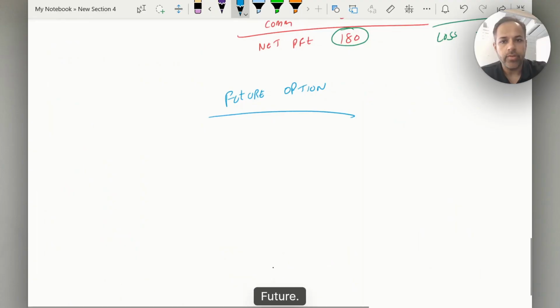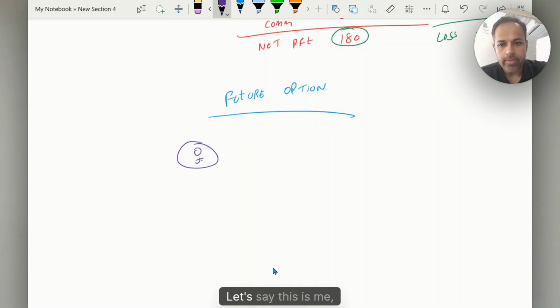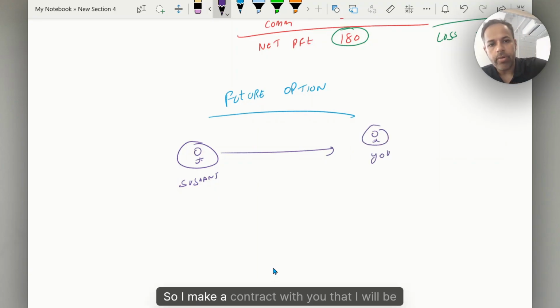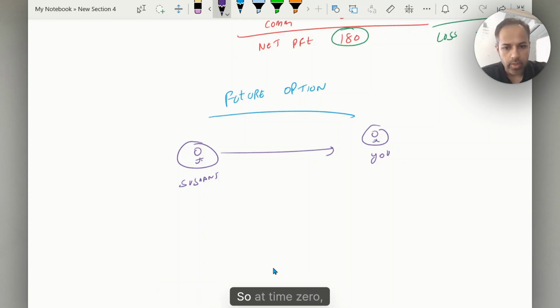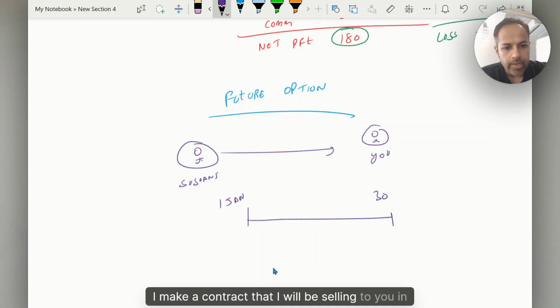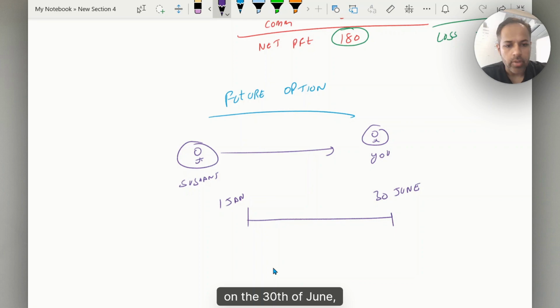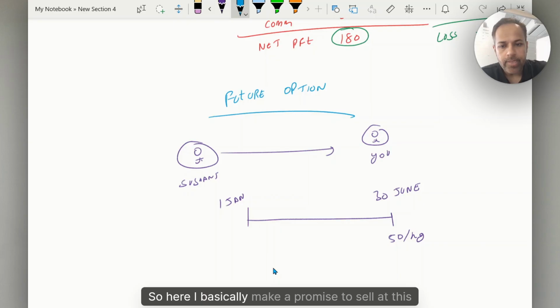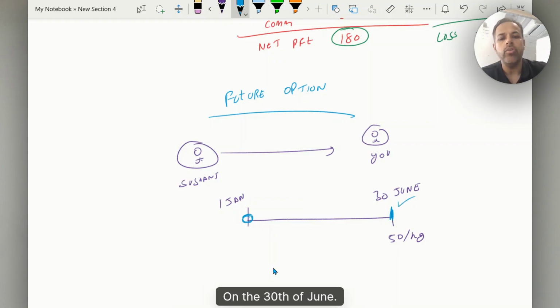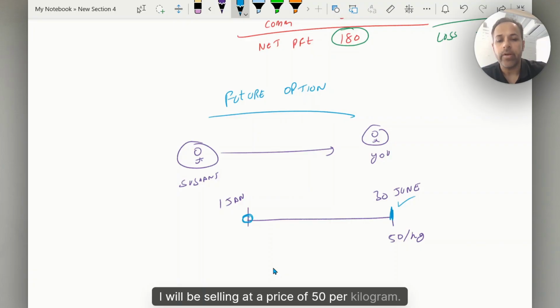Let's say this is me, Sushant, and let's say this is you. So I make a contract with you that I will be selling in the future. At time zero, let's say on 1st January, I make a contract that I will be selling to you on 30 June at a price of 50 per kg. So here I basically make a promise to sell. At this point, I make the agreement with you, and on 30 June, I will be selling at a price of 50 per kg.